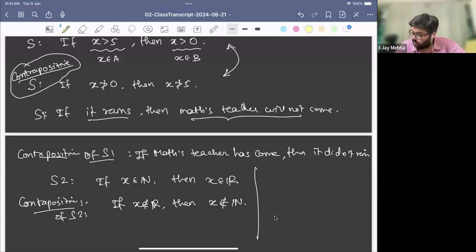Okay. Now my question is this. If x is in R, then x belongs to N. Is it the same as S2? It is not true. Is it the same as S2? No, right? There is a difference. What is the relation between this statement and S2? In both statements, what is the relation? What did I ask? The first statement we asked was: if x is a natural number, then it's a real number.